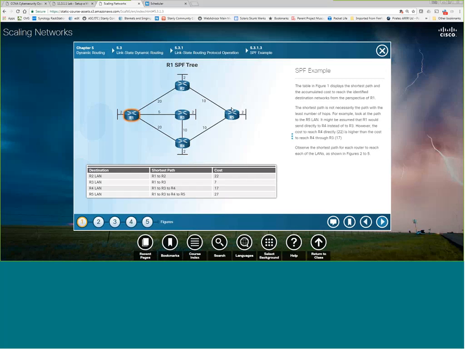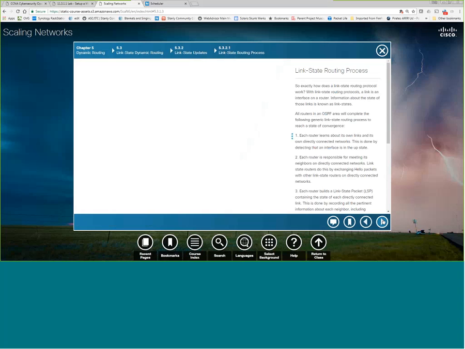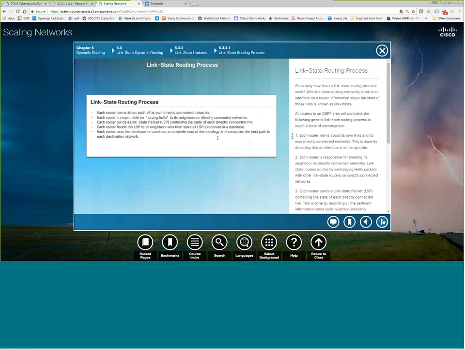So you can see R1's path to R5's network goes actually through here, because that's the shortest cost, or least cost. And every single router builds its own topology table and has its own set of costs. It then uses each one of those to build its own shortest path first table.